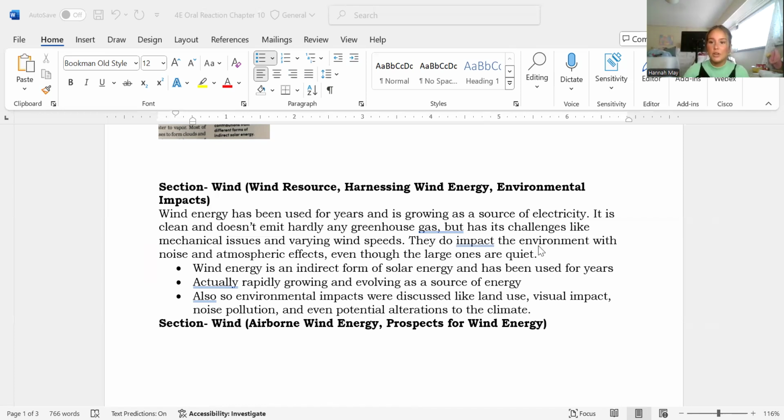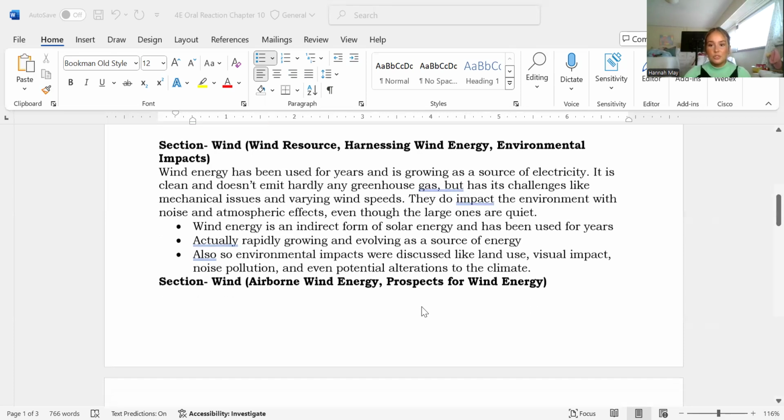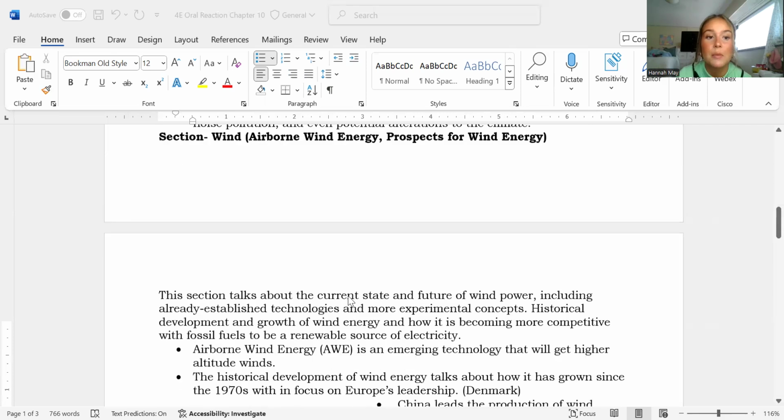Wind energy is actually an indirect form of solar energy, and it has been used for years, and it is rapidly growing and evolving in the past little bit. Some environmental impacts that were discussed are land use, because they're usually grid scale and use a lot of land because they're huge, the visual impact, noise pollution, and it could potentially cause alterations to the climate.